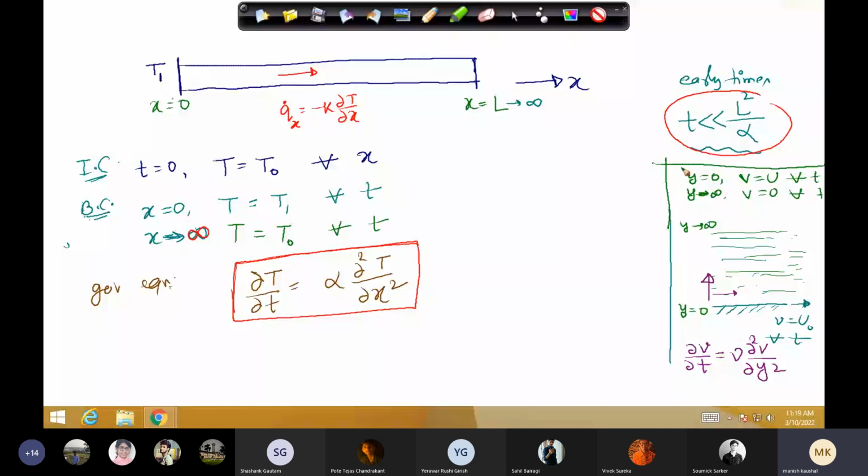And the initial condition was that velocity is 0 for all y. Initially the fluid was at rest. And we know the solution of this problem is given by v by u naught. Anyone, just check your notes and tell me what was the solution of this problem for these given boundary conditions at early times.